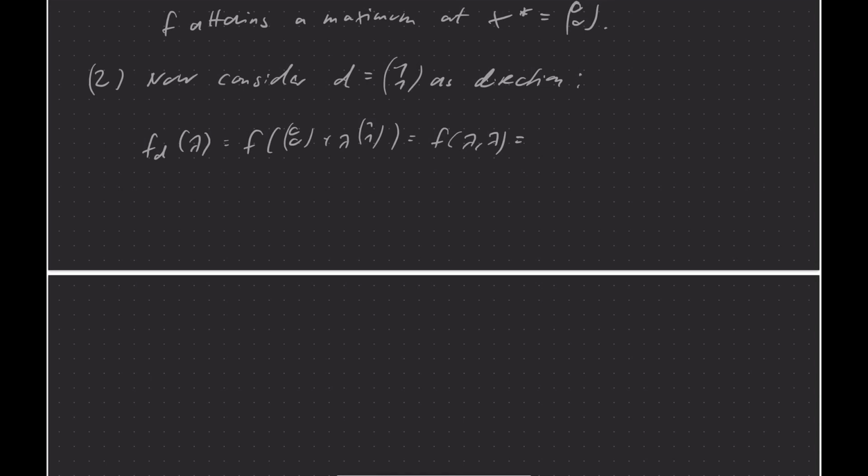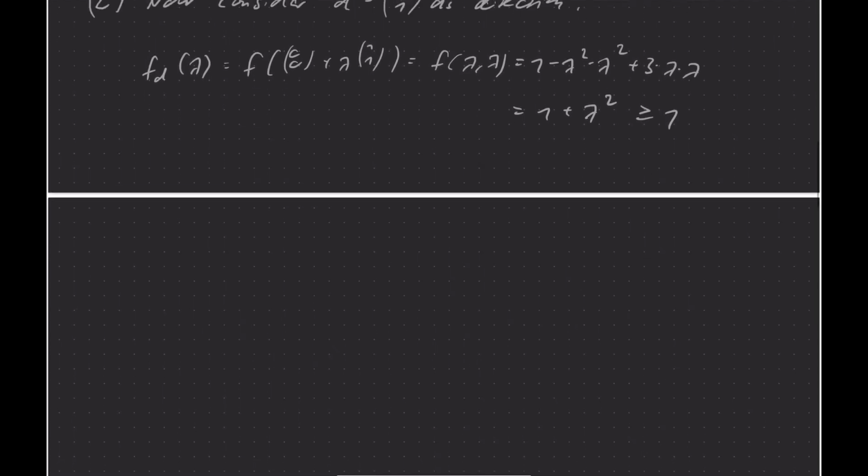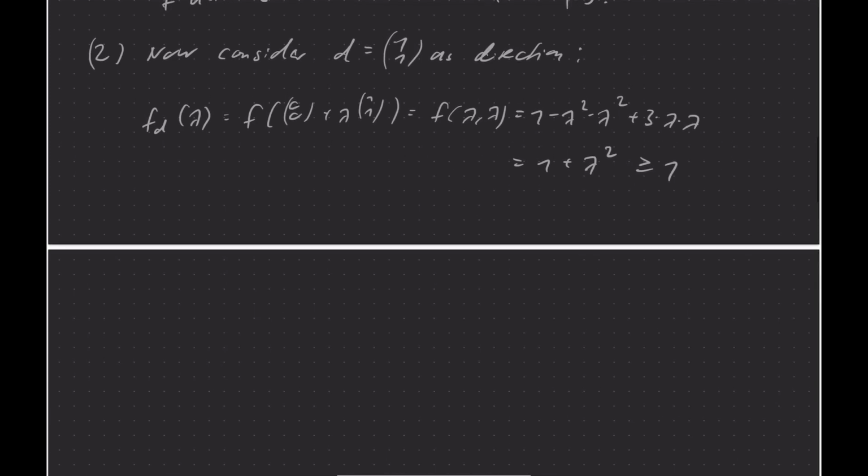Now f of (lambda, lambda), that is 1 minus lambda squared plus 3 times lambda squared. So what we get is 1 plus lambda squared. And obviously this is greater or equal to 1. Again, the value 1 is assumed at the origin. So in contrast to what we've just seen before, this function now has a local minimum at 0.